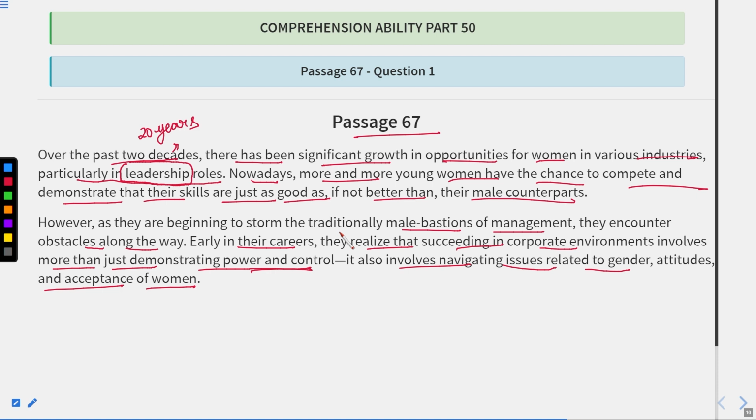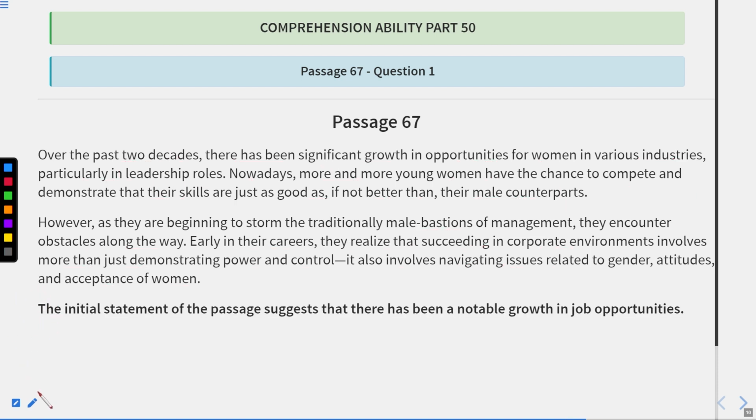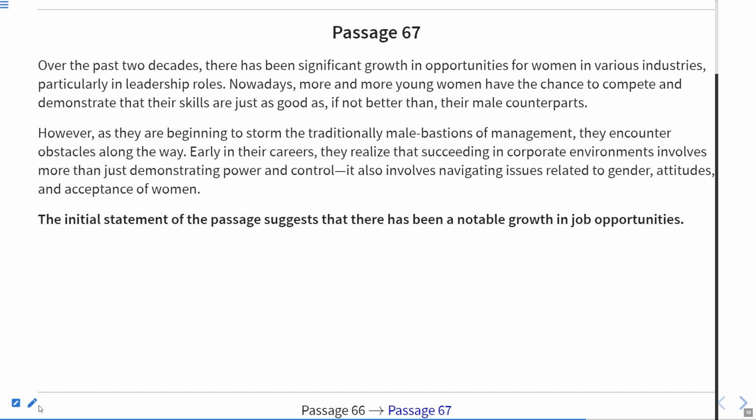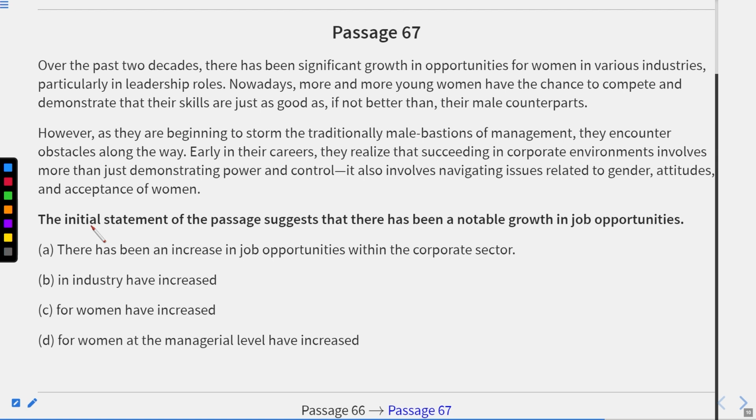They still think that men are the best leaders, or men are the better leaders. So according to this, now let us start doing the questions based on this passage. Here we have the first question: the initial statement of the passage suggests that there has been a notable growth in job opportunities.